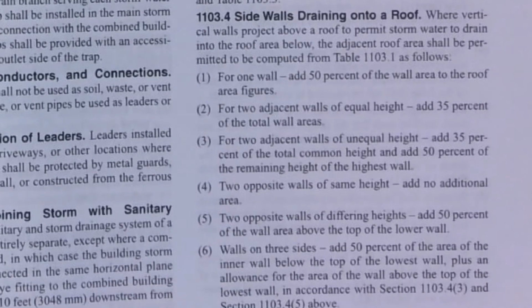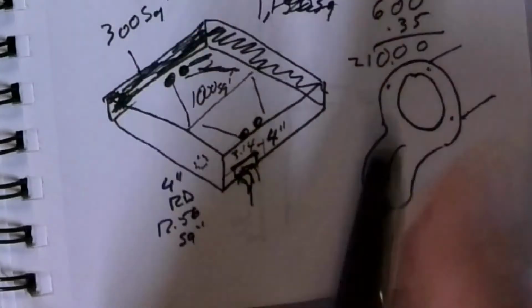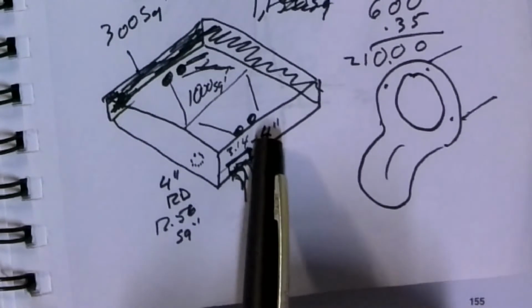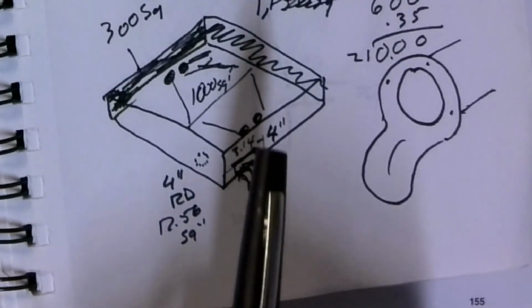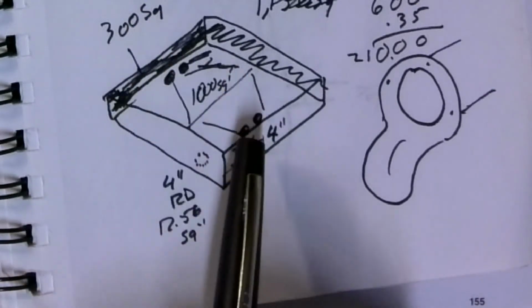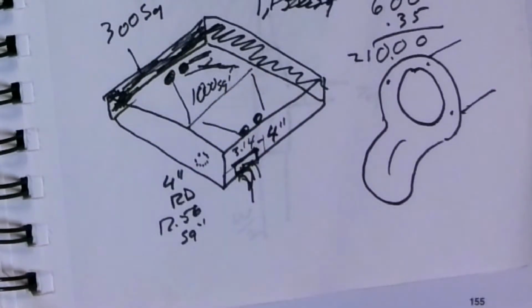Number 5, 2 opposite walls of differing heights, add 50% of the wall area above the top of the lower wall. Again, I have 2 opposite walls. So I have one wall, I have this wall, and then on the other side I have another wall. This one's 3 feet, this one's 5 feet. I'm only going to take 50% of the one that's 2 feet above the 3 feet, because the 3 feet cancel each other out. 2 feet higher than that, that's all new. I got to do 50% of that.